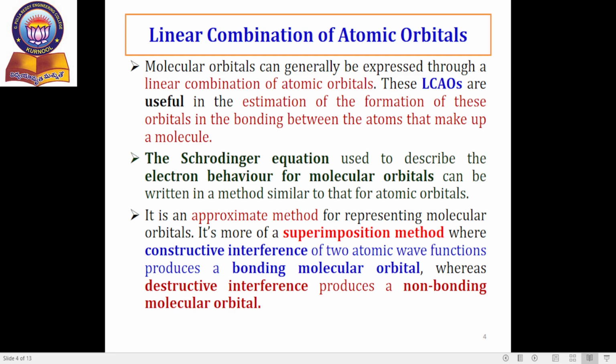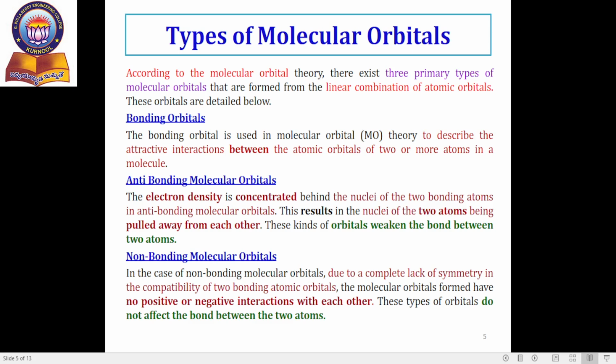It is an approximate method for representing molecular orbitals. It's more of a superimposition method where constructive interference of two atomic wave functions produces a bonding molecular orbital, whereas destructive interference produces a non-bonding molecular orbital. Types of molecular orbitals. According to the molecular orbital theory, there exist three primary types of molecular orbitals that are formed from the linear combination of atomic orbitals.